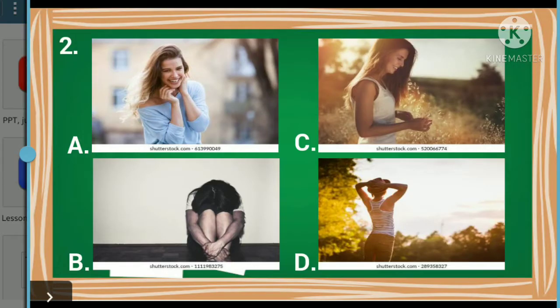Next, which is different from the rest? Is it picture A, picture B, C, or D? It's picture B. Why? Because picture B shows a person who is alone or sad, while pictures A, C, and D show a happy person.